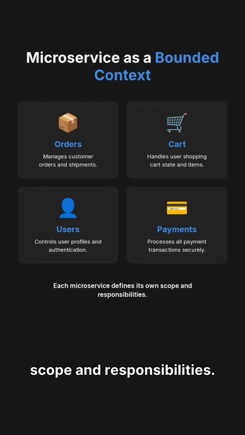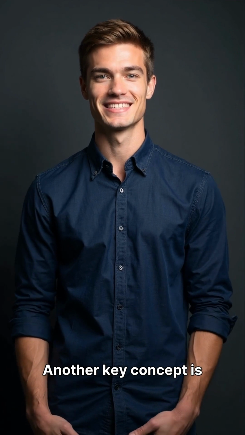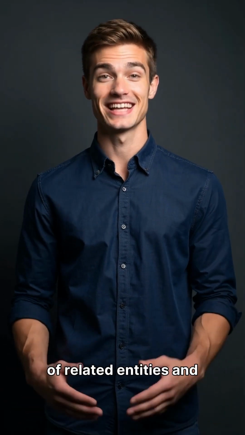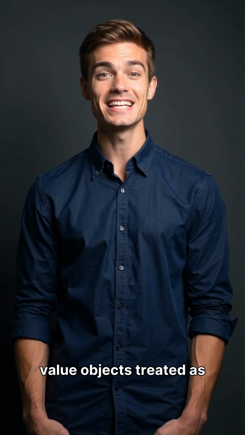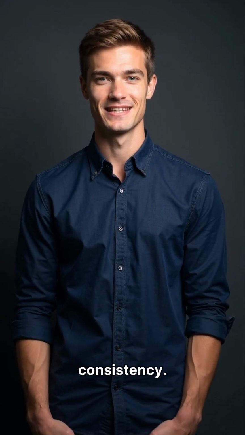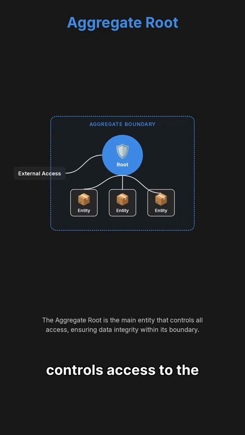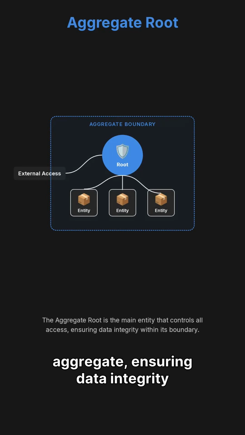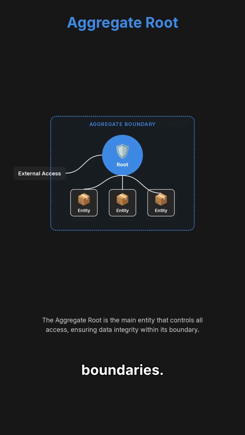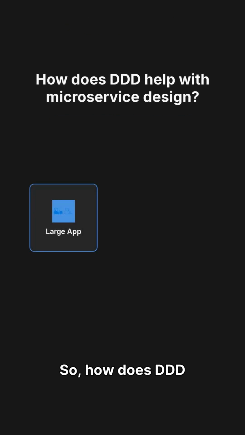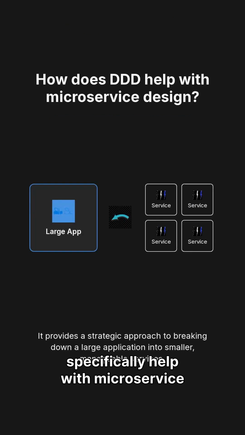and responsibilities. Another key concept is the aggregate, a cluster of related entities and value objects treated as a single unit of consistency. The aggregate root is the main entity that controls access to the aggregate, ensuring data integrity and consistency within its boundaries. So, how does DDD specifically help with microservice design?